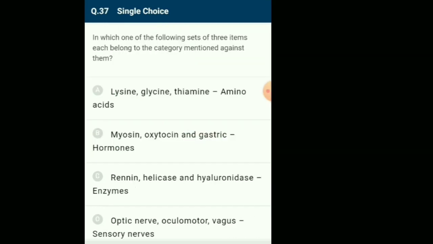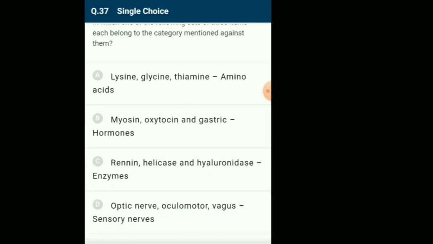Question number 37. In which one of the following sets do three items each belong to the category mentioned against them? Renin, helicase and hyaluronidase all are enzymes. Thymine is not an amino acid. Myosin is not a hormone. Oculomotor is a motor and vagus is a mixed nerve. So the answer for this question is option C, renin, helicase and hyaluronidase, enzymes.